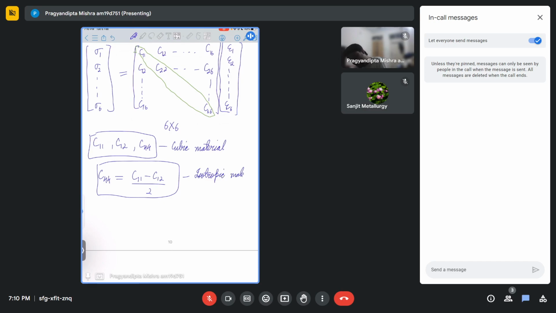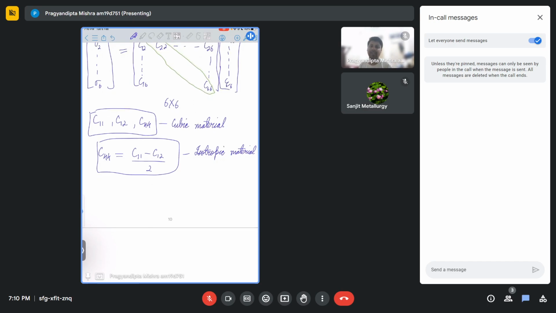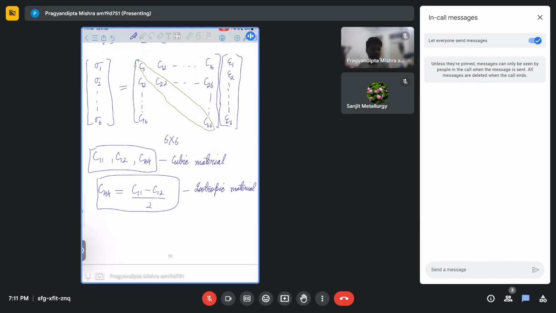For a hexagonal system, you will need 5 constants: C11, C12, C13, C33, C44. And for an orthotropic material, similarly, you will need 9 constants: C11, C12, C13, C22, C23, C33, C44, C55, C66. You don't have to remember all this, I'm just telling it to you. Depending on what material system you are looking at, all these values will either be 0 or non-zero.